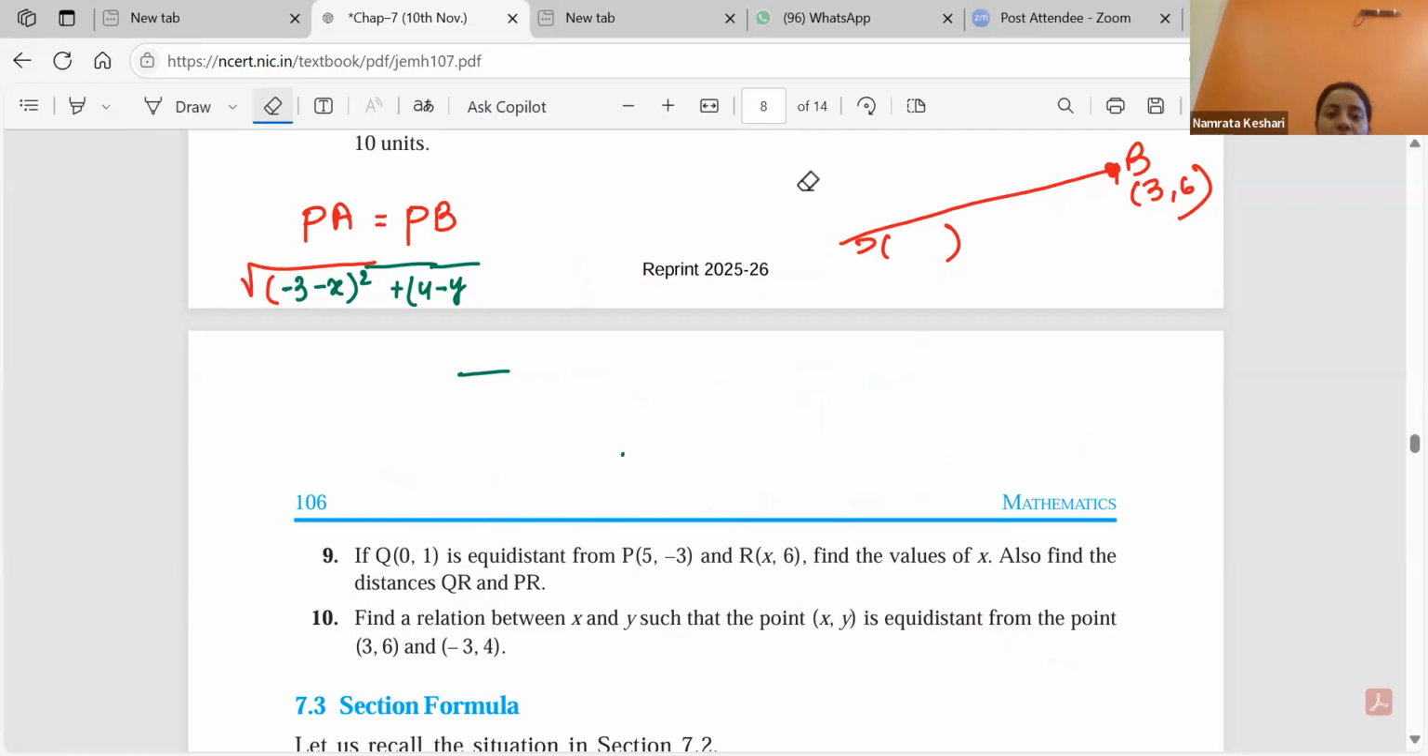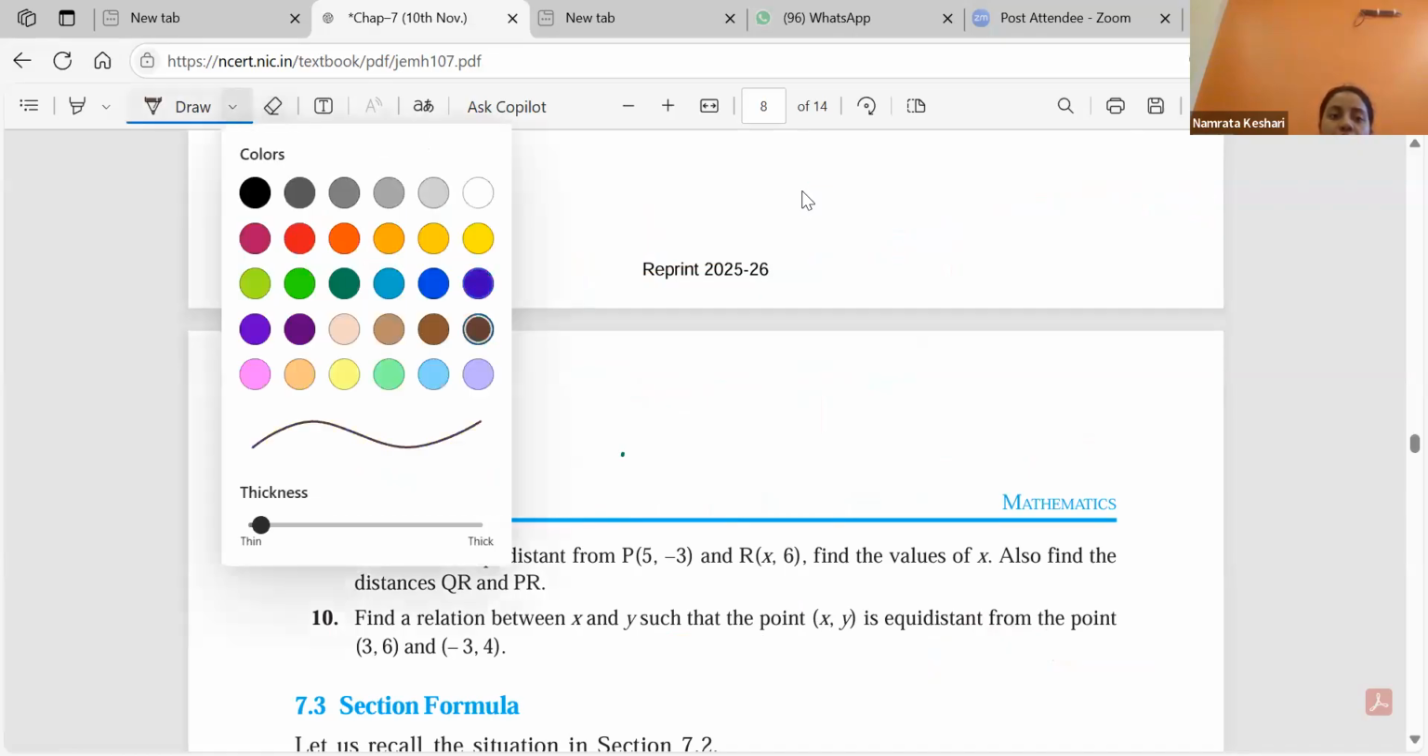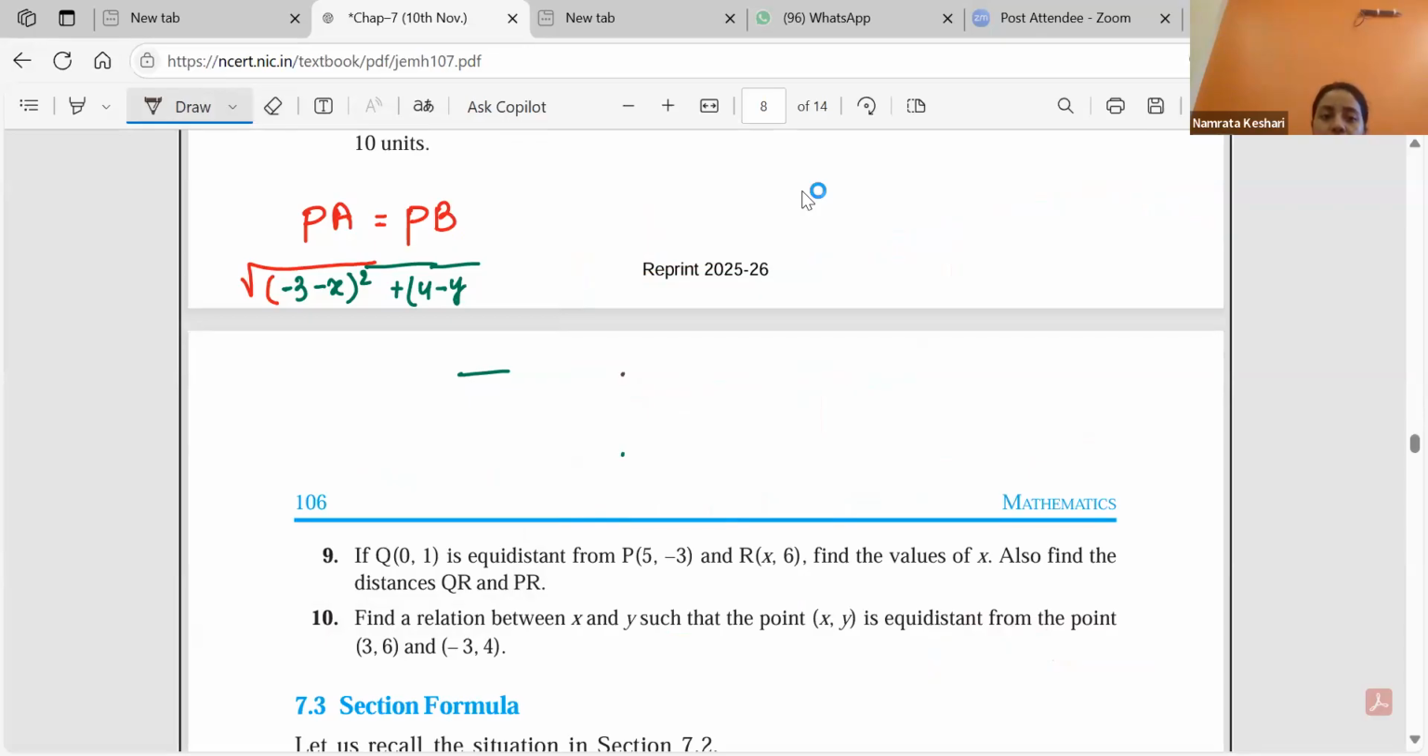Question number 9 says that if Q is equidistant from P and R, then find the value of x. Again, equidistance, we have to use the same formula. Q is equidistant from P and R. That means the distance from Q to P and the distance from Q to R are the same. So QP and QR are the same.